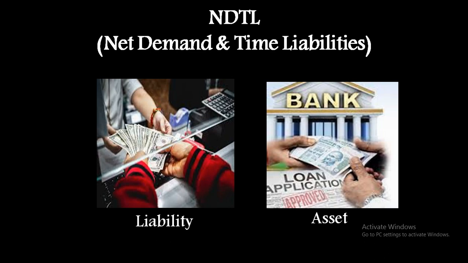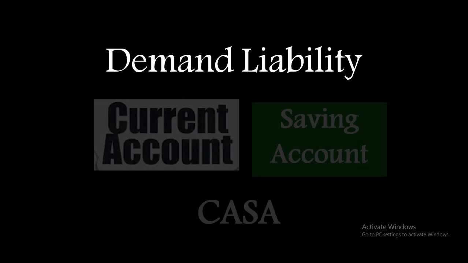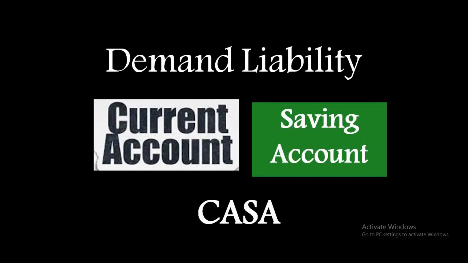Now, to understand NDTL properly, we need to break down this net demand and time liability into two liabilities, and they are demand liability and time liability. Demand liability means whenever a customer needs money, the bank has to provide it. It is more clearly understood by the term CASA, that is current account, which is used for business purposes, and saving account. It means if a customer is depositing money in these accounts, then it is his decision only when he wants to withdraw this money.